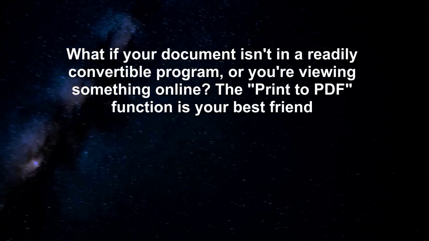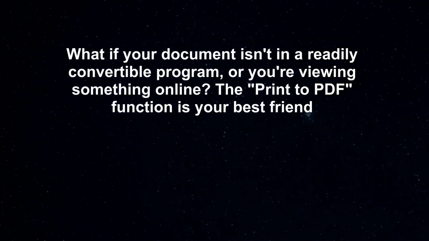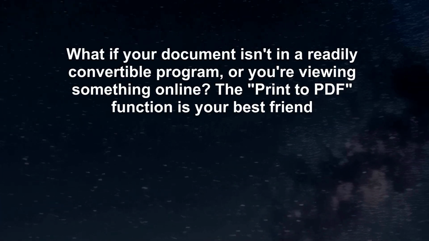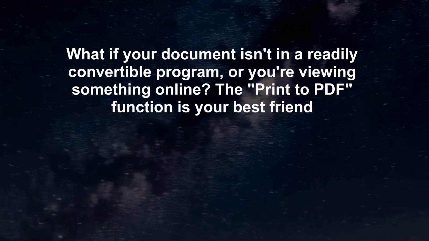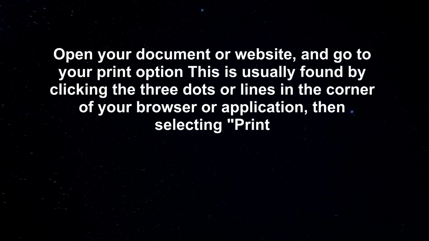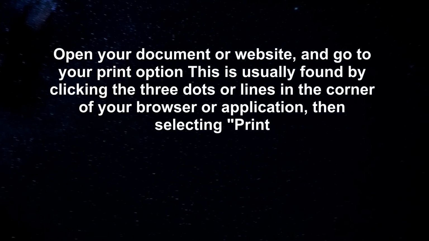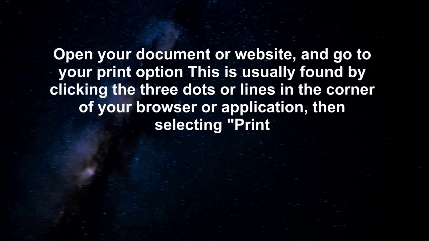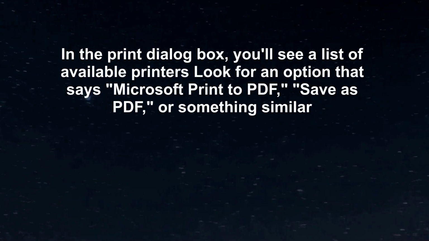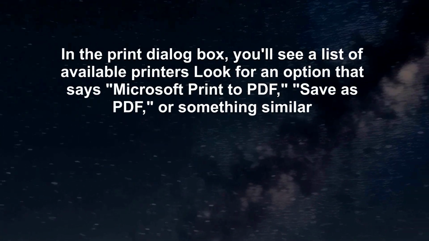What if your document isn't in a readily convertible program, or you're viewing something online? The Print to PDF function is your best friend. Open your document or website and go to your print option. This is usually found by clicking the 3 dots or lines in the corner of your browser or application, then selecting Print. In the Print dialog box, you'll see a list of available printers.